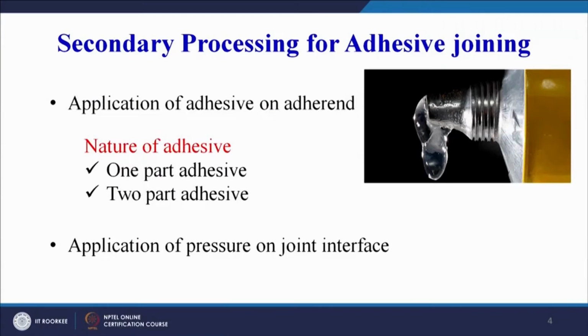Then comes application of pressure on the joint interface. So we have to first cut, then edge preparation, then application of adhesive, then application of pressure on the interface. Then finally we will leave our joint for a specific period of time. The time may vary depending upon the type of adhesive that we have used, and it may vary from 6 hours to 12 hours to even 24 hours, and finally we will get our joint. That would be the final joint which can be used as a product.